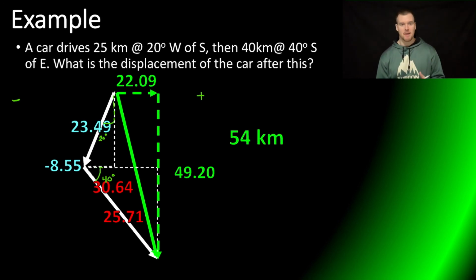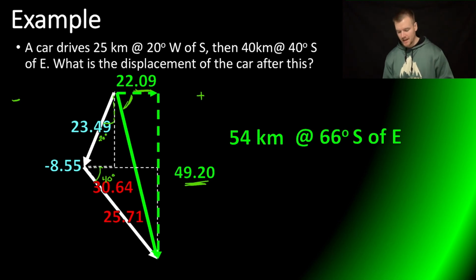So if you find the hypotenuse with those two values squared using Pythagorean theorem, square root, I get 54 kilometers. And then if I look for this angle, using 49.2 as my opposite, 22.09 is my adjacent, so I'll use inverse tan. I get an angle of 66 degrees south of east.